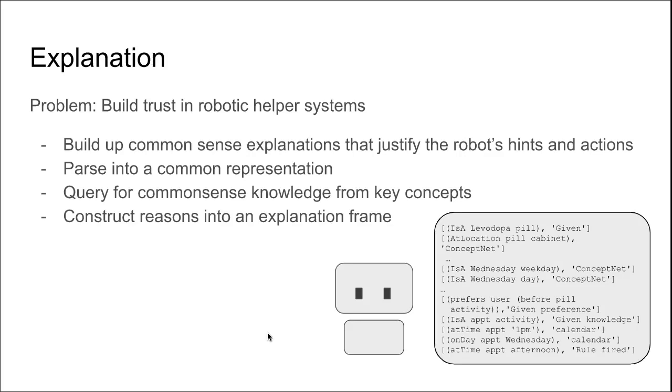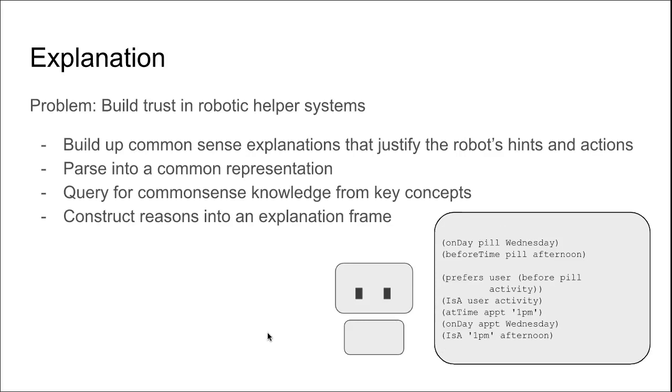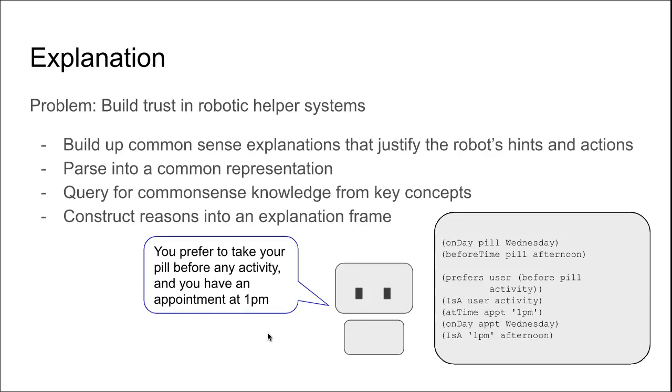And finally, we're going to reduce this down to a clear, concise explanation frame that has the key facts that explain why the robot has given its explanation. Now, in future work, we'll take this explanation frame and apply some template natural language generation so that the robot can actually then finish this and say, well, you prefer to take your pill before any activity, and you have an appointment at 1 p.m., thus providing the user with an explanation of why the robot gave the assistance it did, but also an explanation that is relevant to the person's preference.